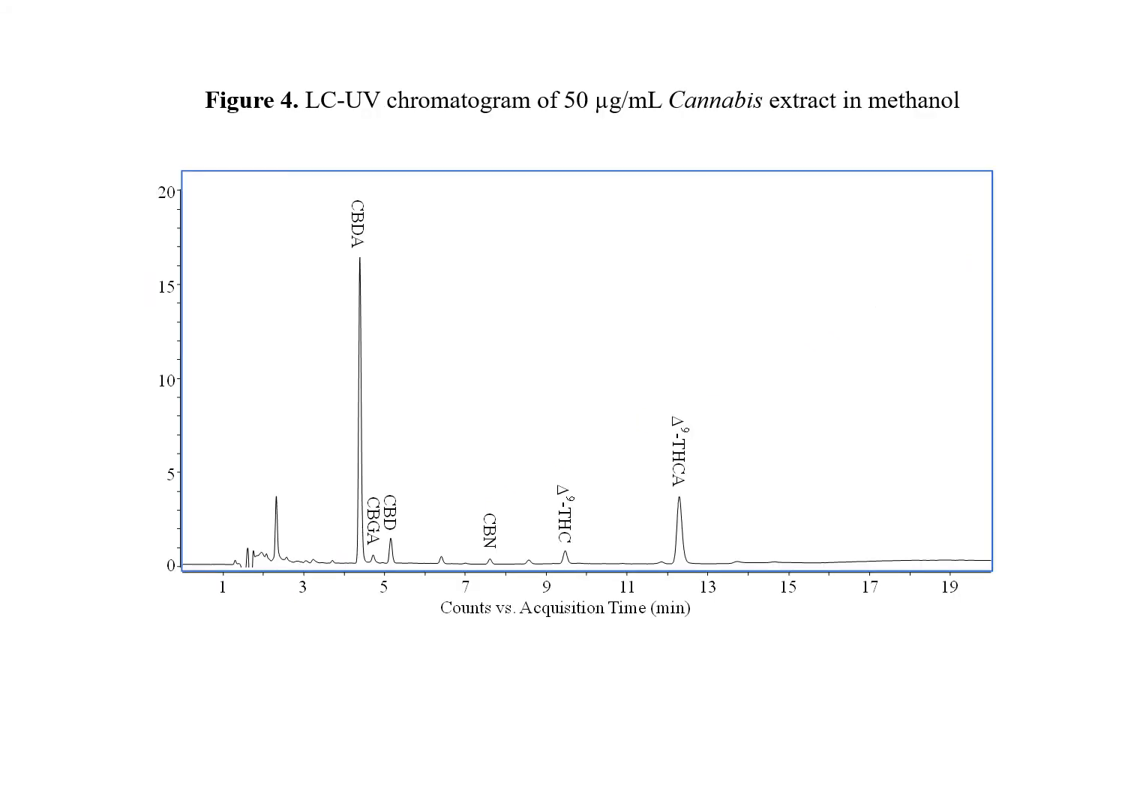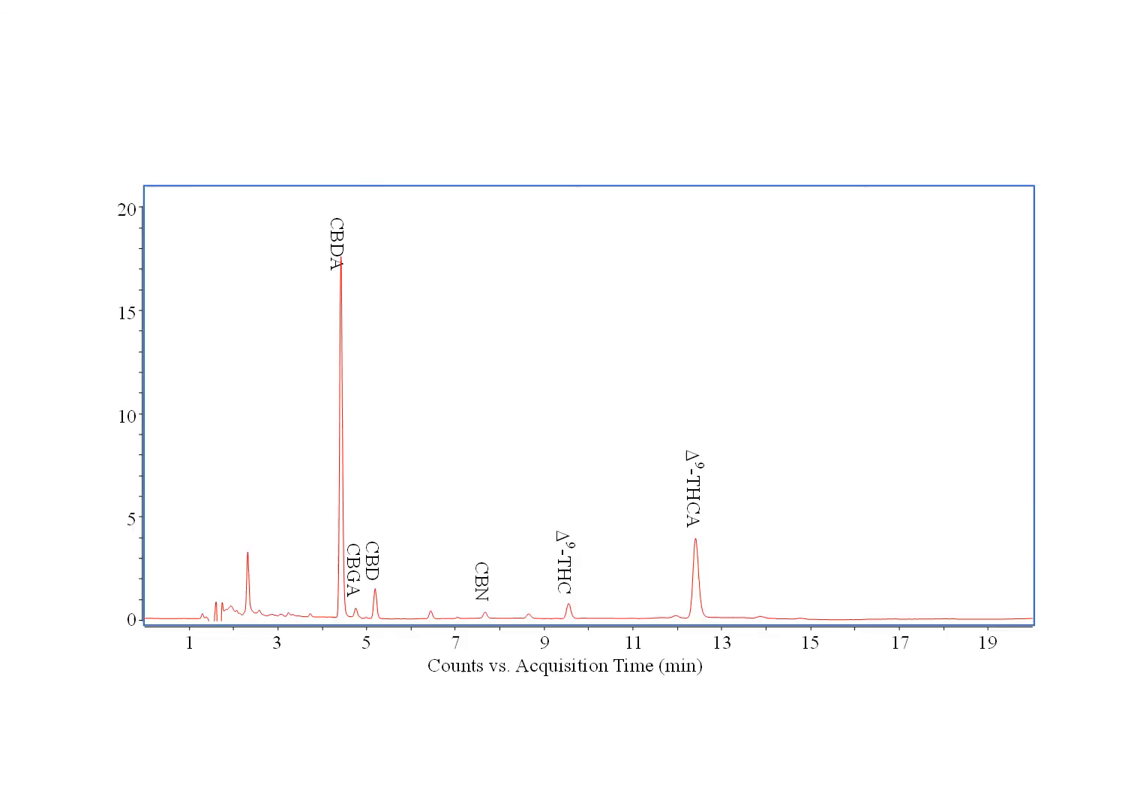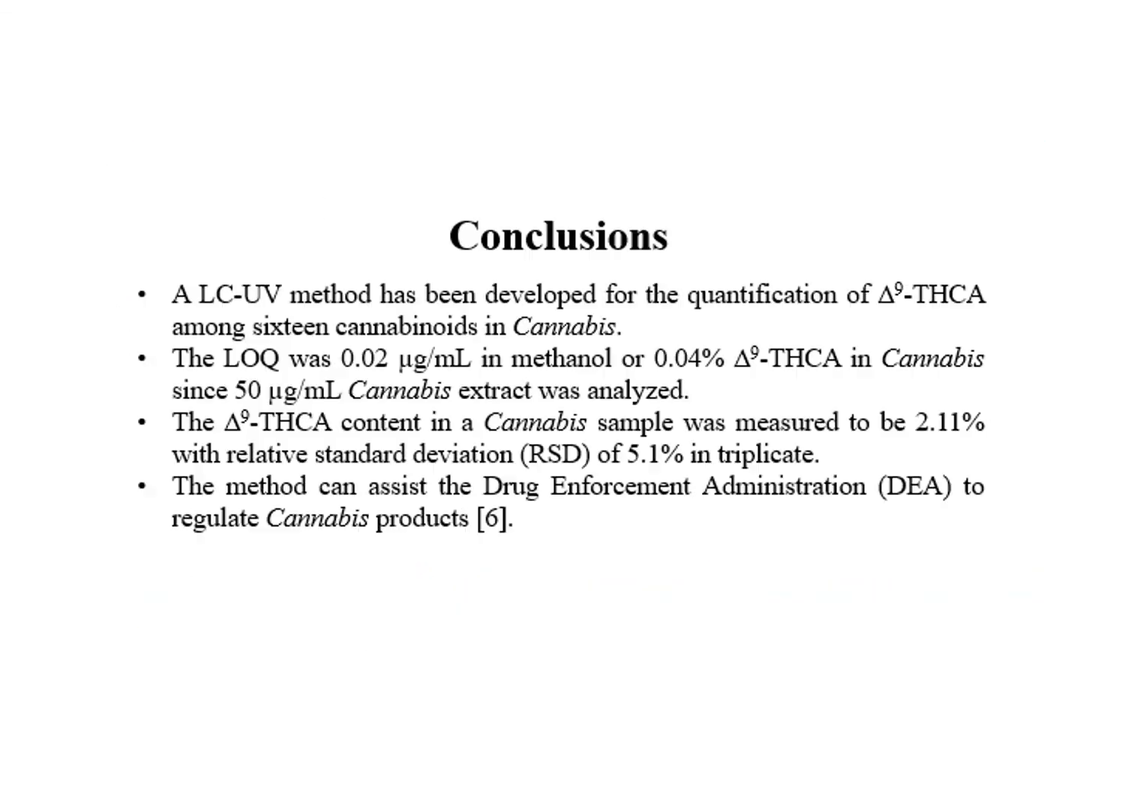This is an LC-UV chromatogram of a 50 microgram per milliliter cannabis extract in methanol. These are the cannabinoids that are present in the sample, and they're all labeled. And as you can see, there's delta-9 THCA a little before the 13-minute mark. Here it is again. All of our samples are performed in triplicate, so there are three chromatograms for each sample. So the first chromatogram, this is the second one, and the third one.